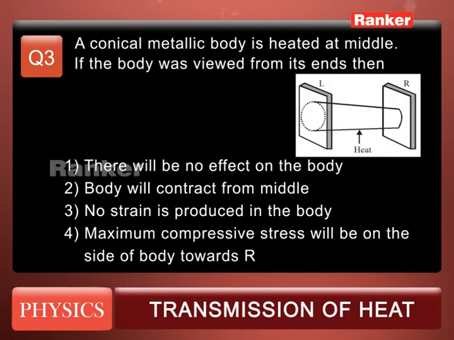Question number 3. It is given that a conical metallic body is heated at the middle. If the body is viewed from its ends, then the first option, there will be no effect on the body. Second option, body will contract from the middle. Third option, no strain is produced in the body. Fourth option, maximum compressive stress will be on the side of the body towards the right side.